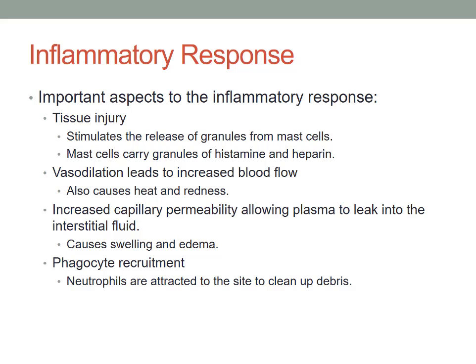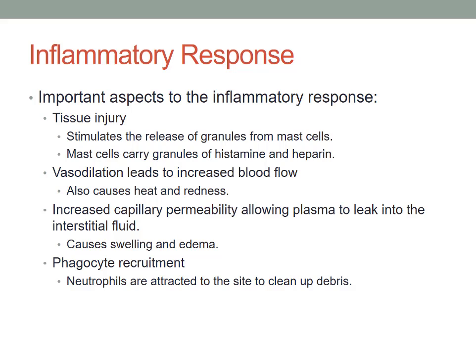The second important aspect of the inflammatory response is vasodilation, which leads to increased blood flow. This also causes heat and redness. Third, increased capillary permeability, allowing plasma to leak into the interstitial fluid. This causes swelling and edema.